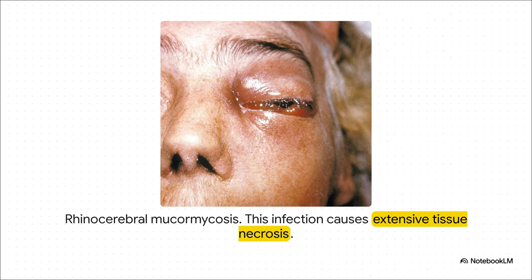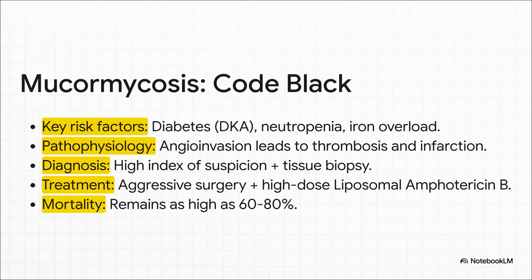Your classic patient for this is someone with diabetes, especially if they're in DKA. That black area you see, that's not a scab. That's dead tissue. It's called an eschar, and it is the hallmark of this disease. With Mucor, every single minute counts. It invades blood vessels, causes clots, and cuts off the blood supply. That's why the tissue literally dies and turns black.